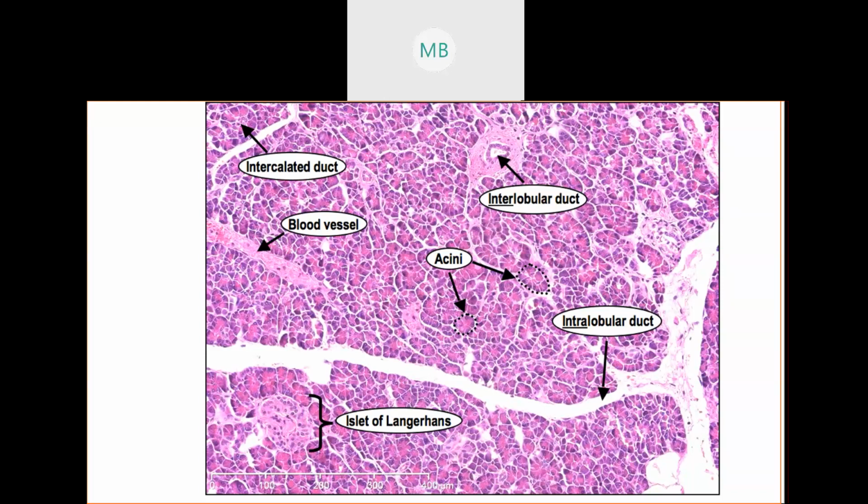That's more of a lecture-based question. But no, I would know that your islet of Langerhans here is made of alpha and beta cells. In my class, you're not going to be asked to identify the difference between an alpha and a beta cell.